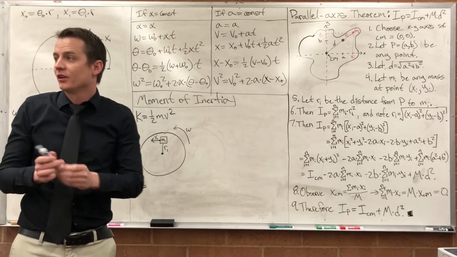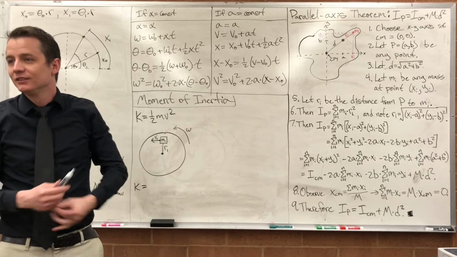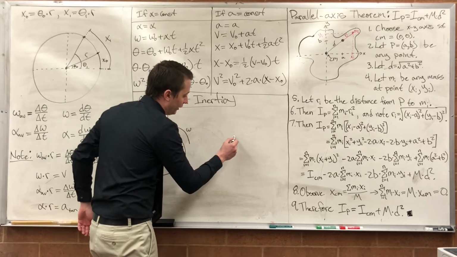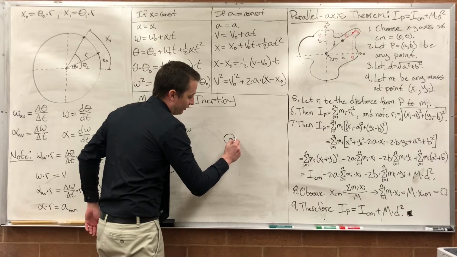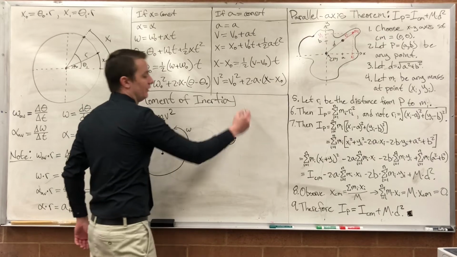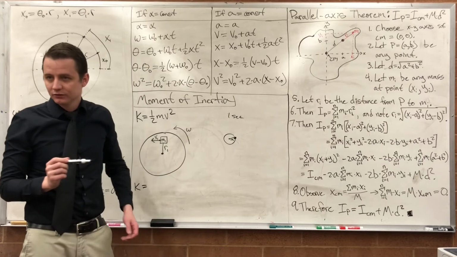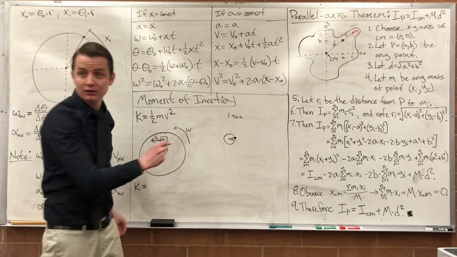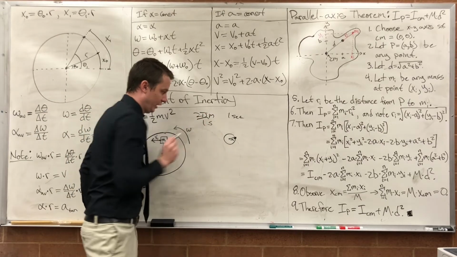Imagine you're on a merry-go-round that has a radius of 1 meter, and you're standing right here. Let's say it spins around once every second. It takes 1 second to spin around. You're going 2 pi meters per second. That's your speed: 2 pi meters per 1 second, right?